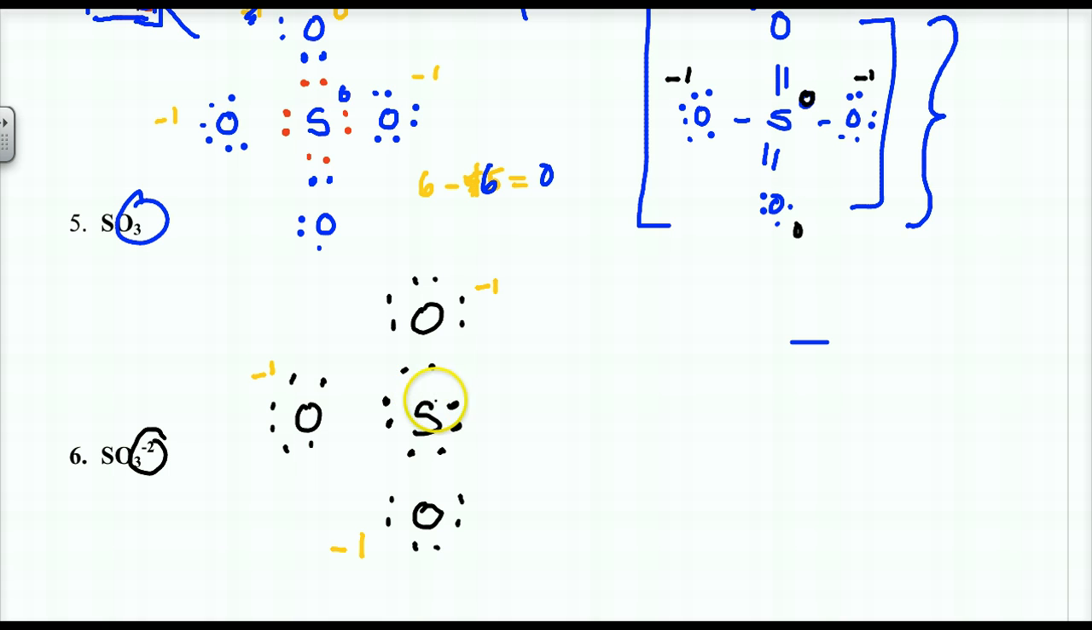Sulfur: count all of its lone pairs. Its assigned electrons are half of its bonding. What do we get? 2, 3, 4, 5, 6 valence electrons minus 5 assigned, 6 minus 5 is +1. Now, as you probably could guess, could I improve this? Well, absolutely. If I'm +1, adding another bond will make this 0 and make this go to 0.